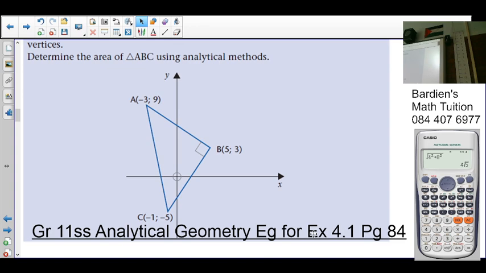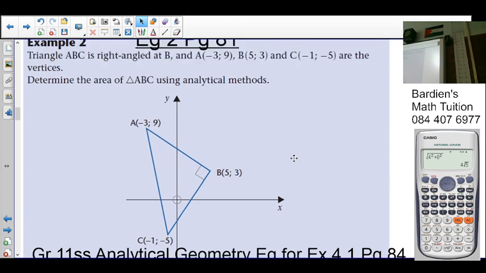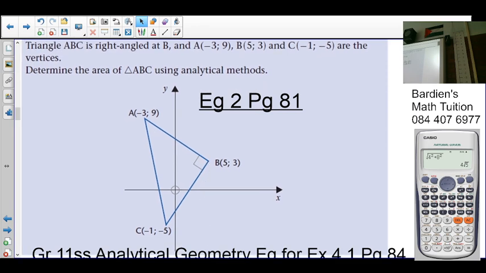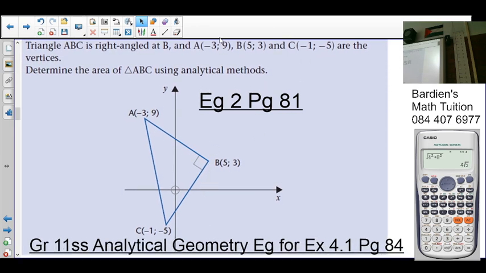So let's look. We are told that in example 2, the triangle ABC is right angled at B, as you can see on the diagram here. A, which is negative 3 and 9, B, which is 3 and 5, and C, which is negative 1 and negative 5, are the vertices or the endpoints of the triangle. Determine the area of triangle ABC using analytical methods. People, if they say analytical methods, you must use analytical geometry, which is the distance, gradients, and so on. But because we're busy with distance formula, we're of course going to work out the distance.